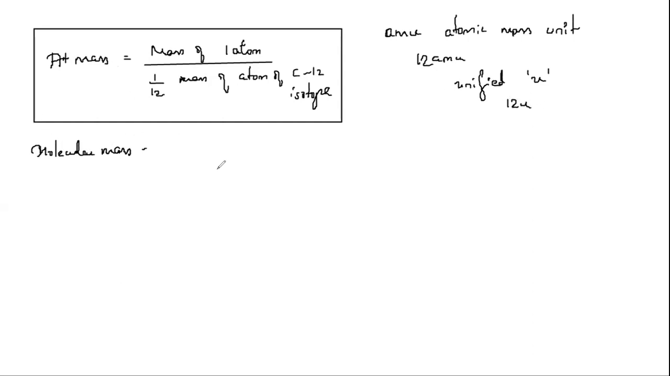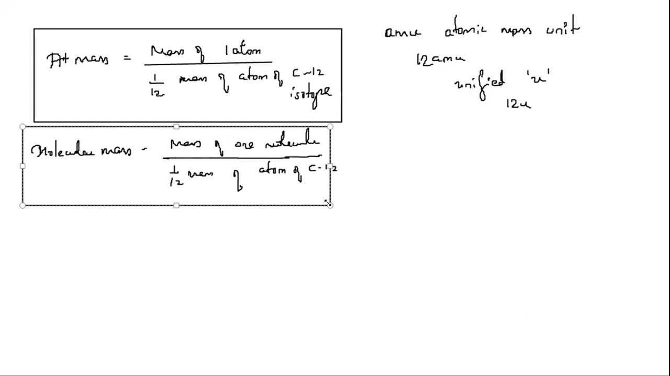Molecular mass. What is molecular mass? It is nothing but the mass of one molecule divided by 1/12th the mass of an atom of the C12 isotope. So this is the definition for molecular mass. These two are the definitions for atomic mass and molecular mass.